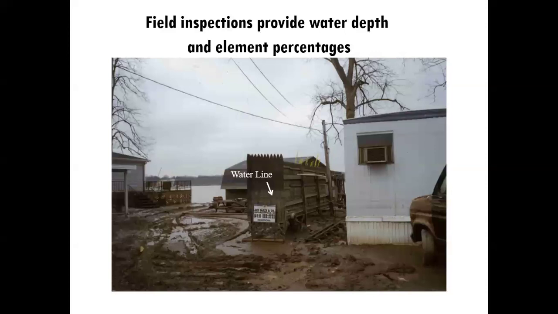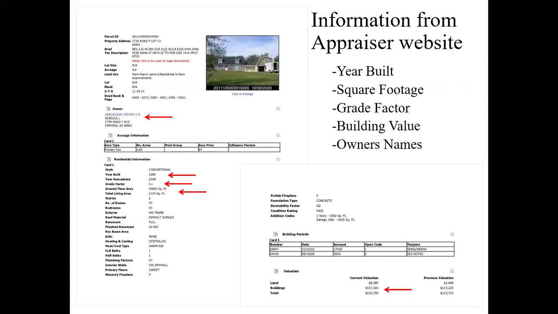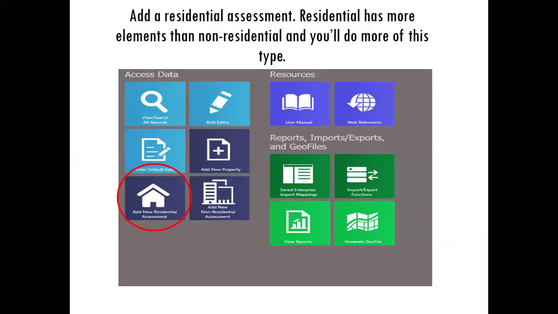Water lines can help you determine levels of damage. There's guidance on estimating that, and definitely document any water lines that you come across. The appraiser website often has a lot of this information that you'll need, and those are usually publicly available or available to you as a community official. The year built, the square footage, the grade factor, building value, the owner's names, information that you would need for the assessment is available to you, so you can start building this out. Again, something you'd probably want to do before there's a disaster.